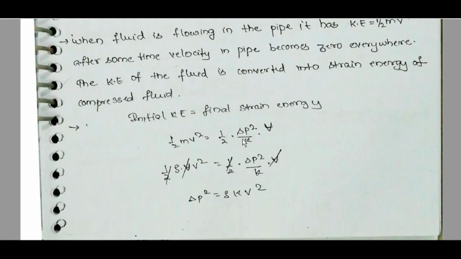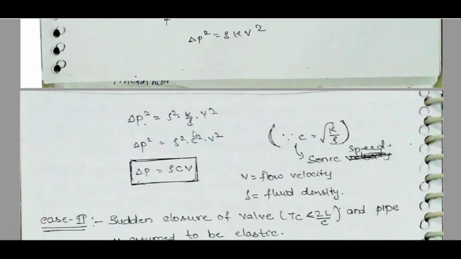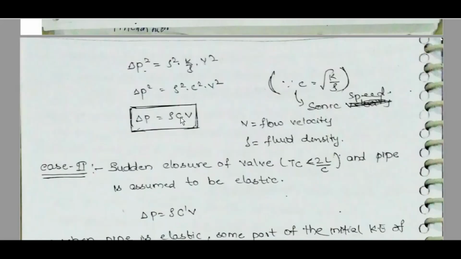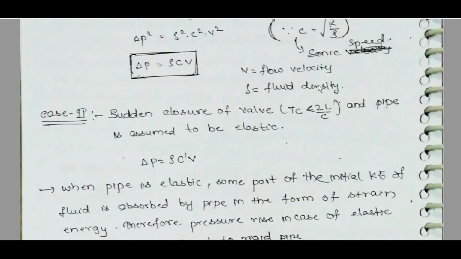Half mv square is equal to half delta P square by K into V bar. Rho V bar cancelled. Then delta P square is equal to rho K V square. Delta P square is equal to rho square K by rho V square. Finally, delta P is equal to rho C V. C is equal to root K by rho. C is sonic speed, V is flow velocity, rho is fluid density.